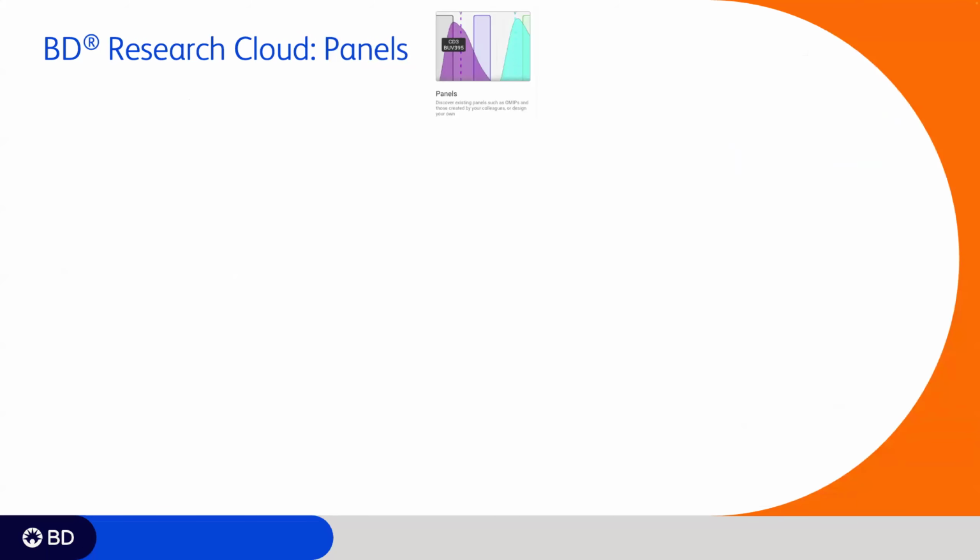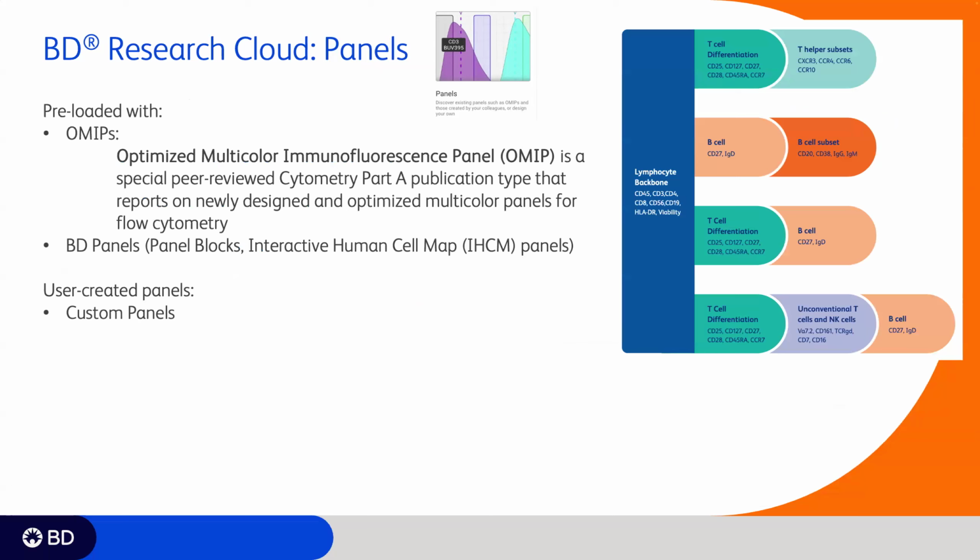Moving on to the panel section, BD Research Cloud comes preloaded with optimized panels. These are either OMIPs, published peer-reviewed panels, or panels that were developed internally at BD. They're optimized for BD cytometers. These include the panel blocks and the interactive human cell map panels. Here's an example of a panel block that we have at BD, where you have a lymphocyte backbone, and you can choose to stack it with different sub-panels that are all compatible, with colors that all work well together. Of course, you can also view your custom panels that you've created internally for your lab.